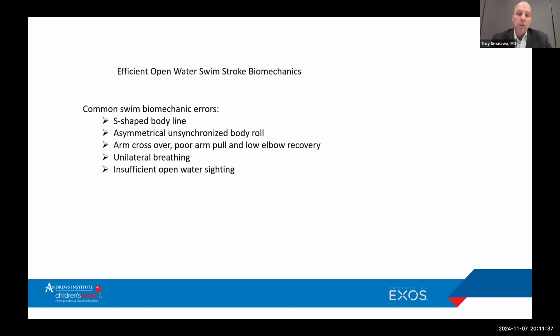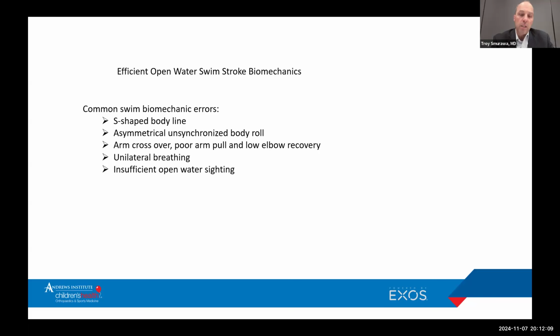And then the other common error is an asymmetrical, unsynchronized body roll. And so asymmetrical means your left and right side are not doing the same. So your reach might be shorter on one side. Your body roll may be less on your non-breathing side than your breathing side. And then your hips and your legs may not be synchronized with your upper body, and therefore you're twisting, and that may change your line of swimming and your line of sight.